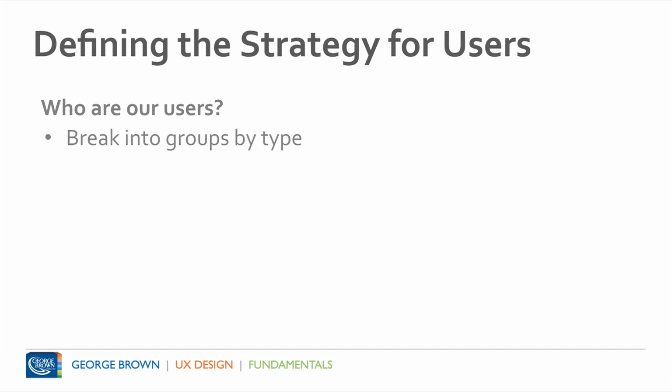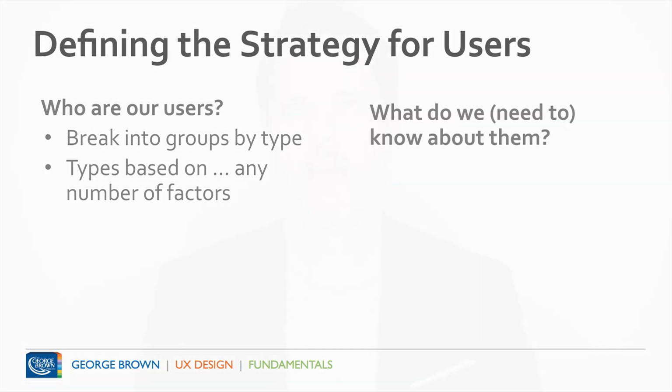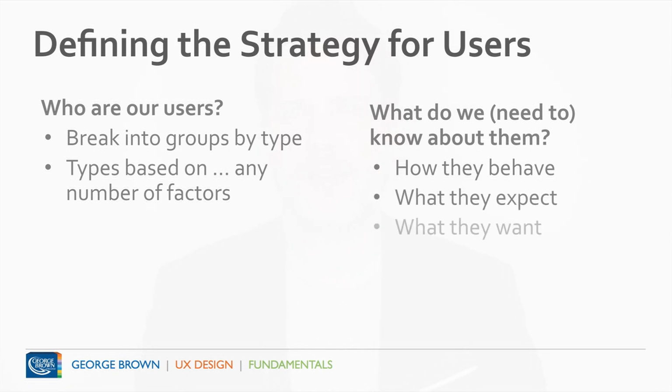Firstly, we need to break users into groups by some sort of type. Now, these types can be based on any number of factors. And what do we need to know about them? How they behave, what they would expect, and what they want are good places to start. Also, what they know or don't know.